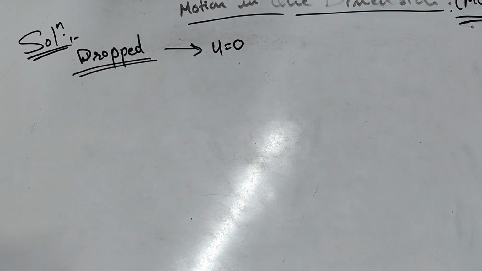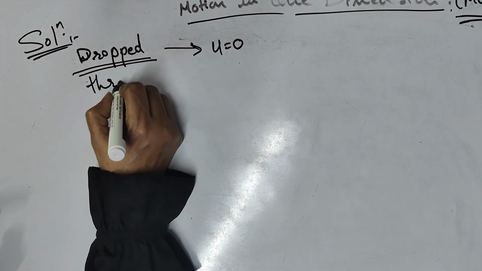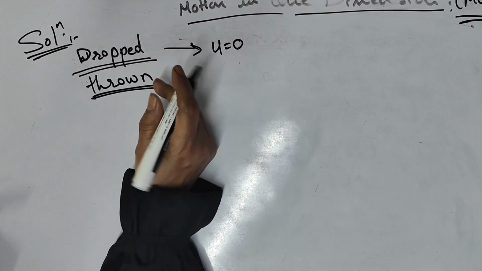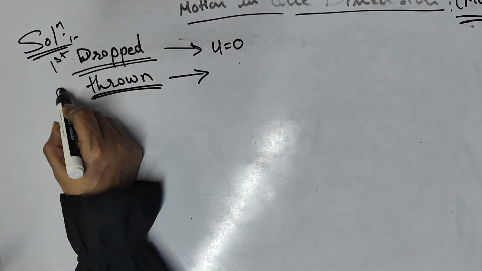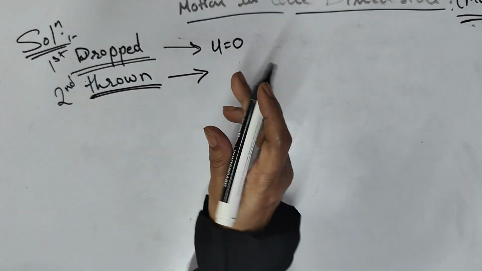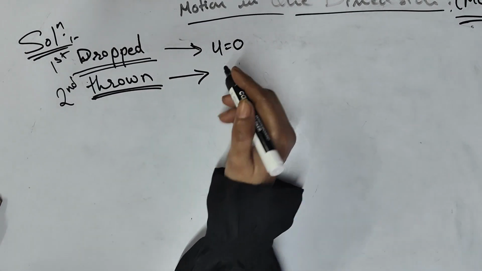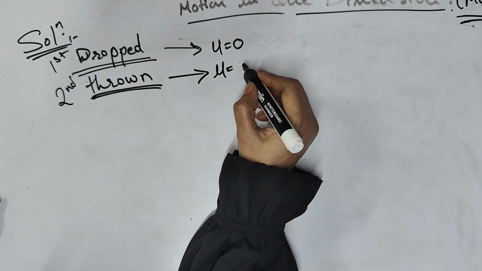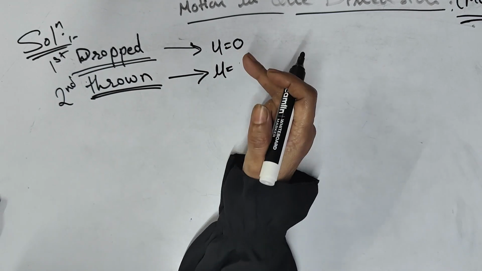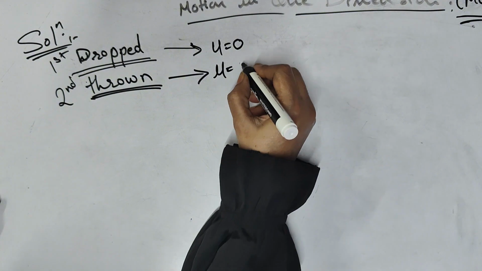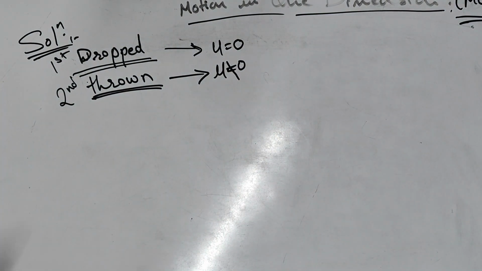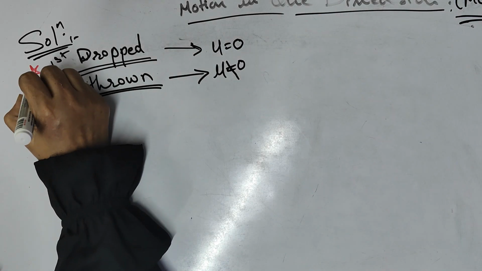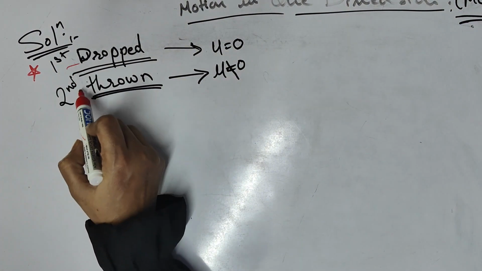But when we use thrown, this word is used for the second ball. The first ball was dropped, the second ball was thrown. So whenever the word thrown is used, we have to automatically understand that whenever anything is thrown, its initial velocity is not equal to 0. Got it? This is the major difference. This is the key point. Remember these things, very important. Dropped and thrown. Okay?